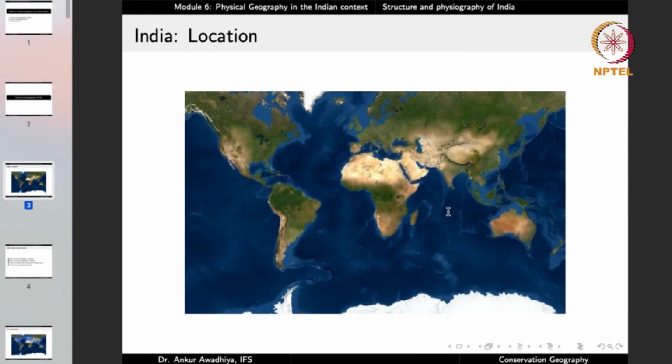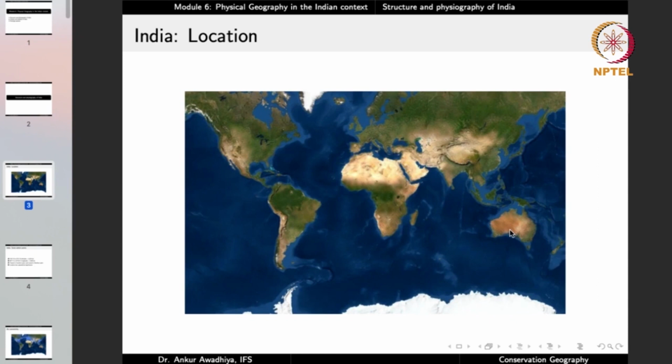Where is India located? This is our country, India. It is located in this continent called Asia. And Asia and Europe are joined together, so this whole landmass is also referred to as Eurasia. Then we have Africa here, and Africa and Asia have the Arabian Peninsula in between. Here we have North America, this is South America, this is Australia. So, India has a central location in this portion.